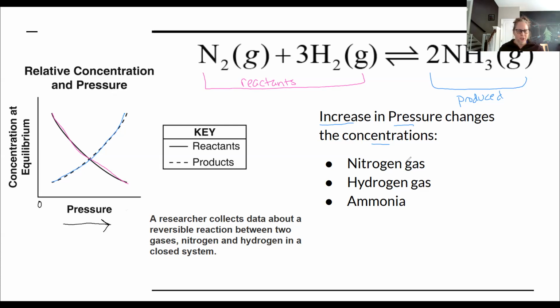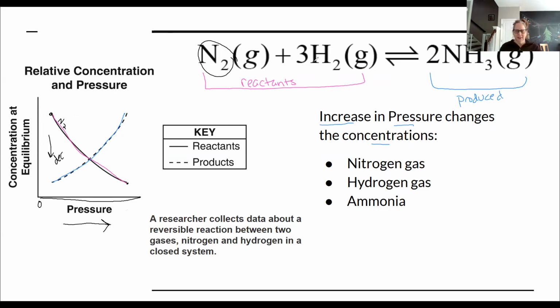Nitrogen gas. Which one's nitrogen gas? Right here. He's a reactant. So that is this curve. As we go to the right, what is happening with our concentration? It's starting up here high and it's going down there. So it's decreasing. So nitrogen gas's concentration is decreasing with added pressure.